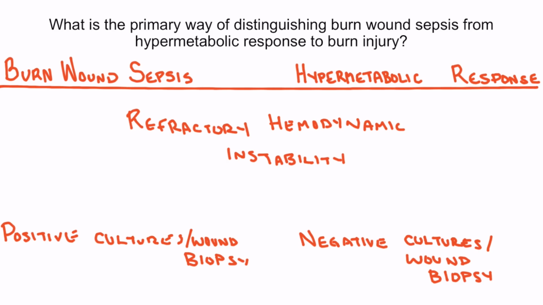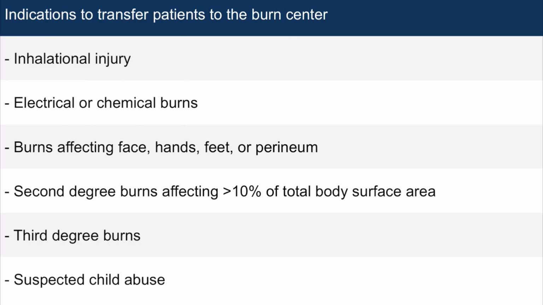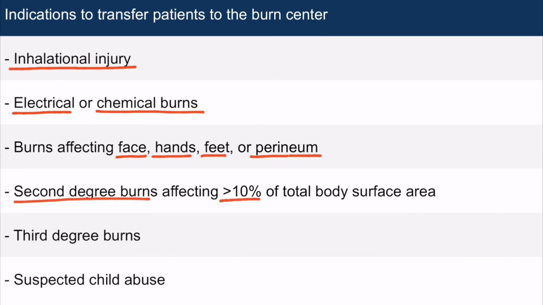On occasion, examiners may test students on indications to transfer patients with burn injuries to the burn center. Though the list of all indications is pretty extensive, this table summarizes the most high yield of those indications, which include inhalational injury, electrical or chemical burns, burns affecting the face, hands, feet, or perineum, second-degree burns affecting greater than 10% of the total body surface area, third-degree burns, and suspected child abuse.